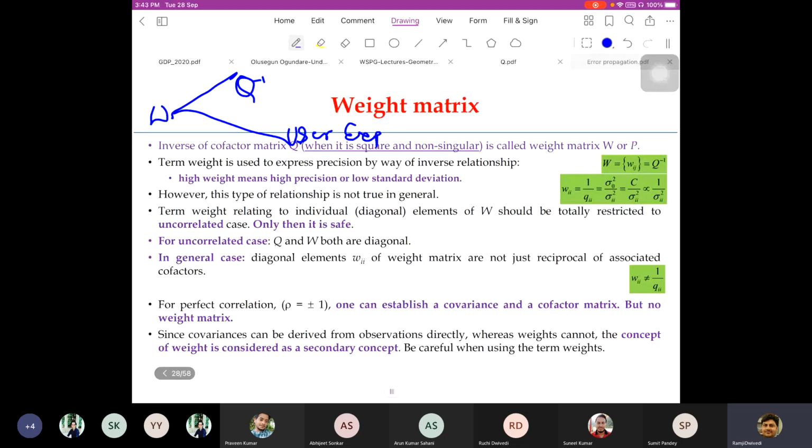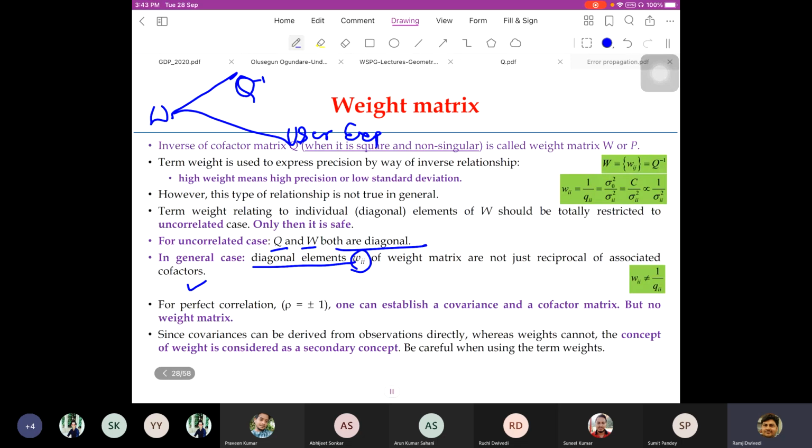This is about the weight. For the uncorrelated case, both Q and W are diagonal. In the general case, the diagonal elements Wi of the weight matrix are not just the reciprocal of the associated cofactor matrix. In general a relationship is envisaged, but we do not have any such direct relationship.